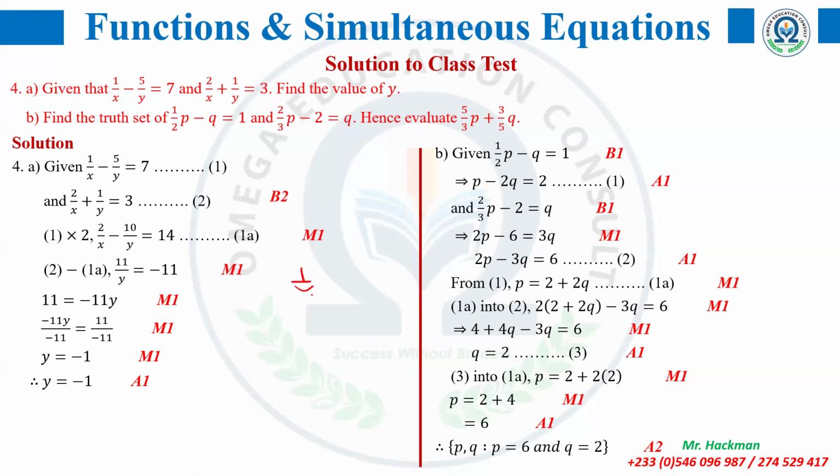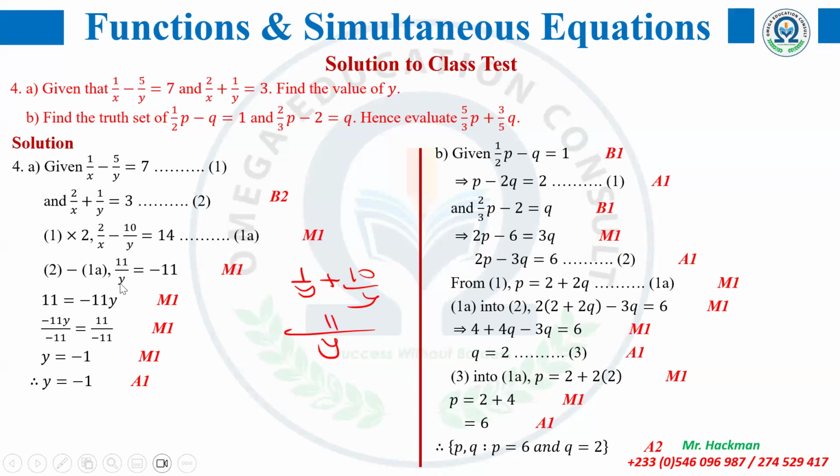1 over y minus, so it will be plus what? 10 over y. So if you write this as a single fraction, your denominator will be y. Once they have the same denominators, just add their numerators. So that will give you 11 over y.